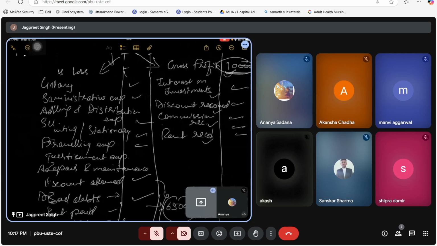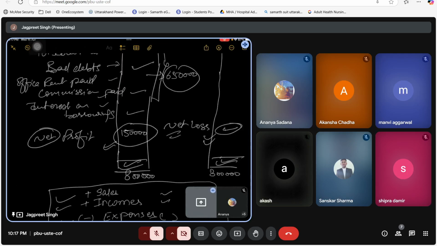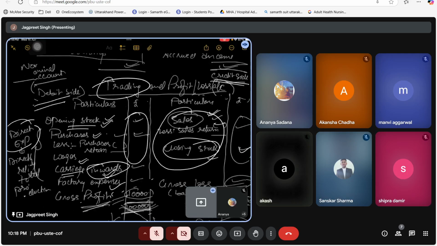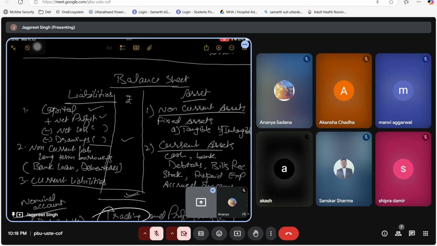And after this, when we get a loss or a profit, suppose we are getting a net profit, we will transfer this net profit to our balance sheet. So now this is a balance sheet. First, let me complete this part, then I'll explain a few things about both statements. This is the balance sheet. It consists of only assets and liabilities. All the expenses, losses, incomes, and gains are recorded in the profit and loss account and trading account, and all the assets and liabilities are recorded in the balance sheet.